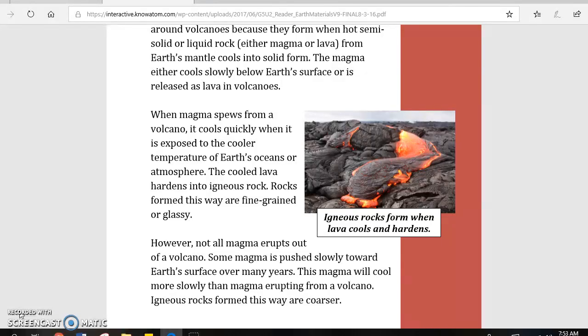However, not all magma erupts out of a volcano. Some magma is pushed slowly towards the Earth's surface for many years. This magma will cool more slowly than magma erupting from a volcano. Igneous rocks formed this way are coarser.